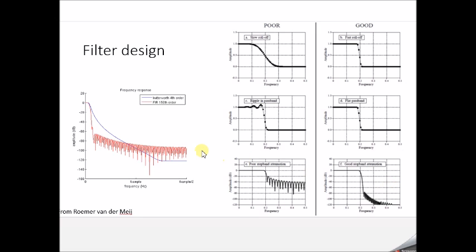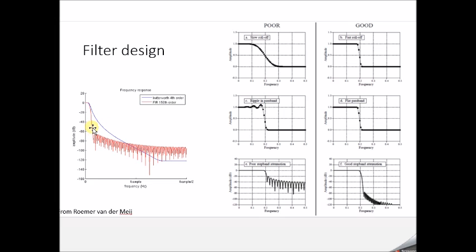So this is an example of two low-pass filters. The one in red is a finite impulse response filter, and the one in blue is an example of an infinite impulse response filter. Those are two terms that we don't really need to know for this class, but just know there are two different types of filters.